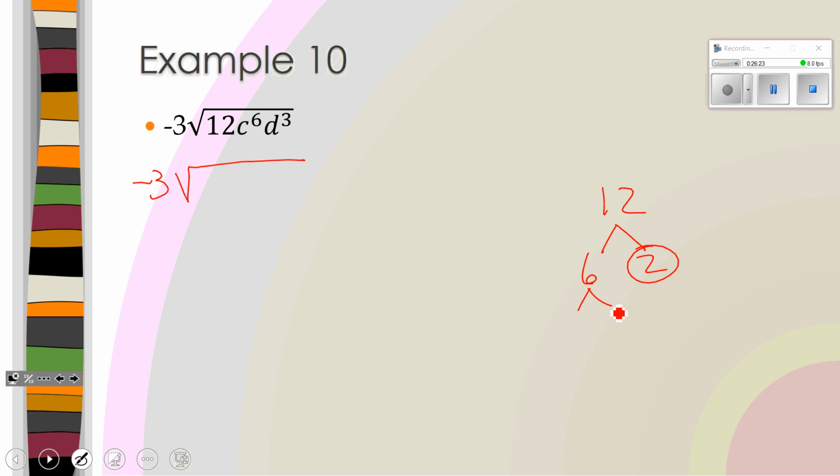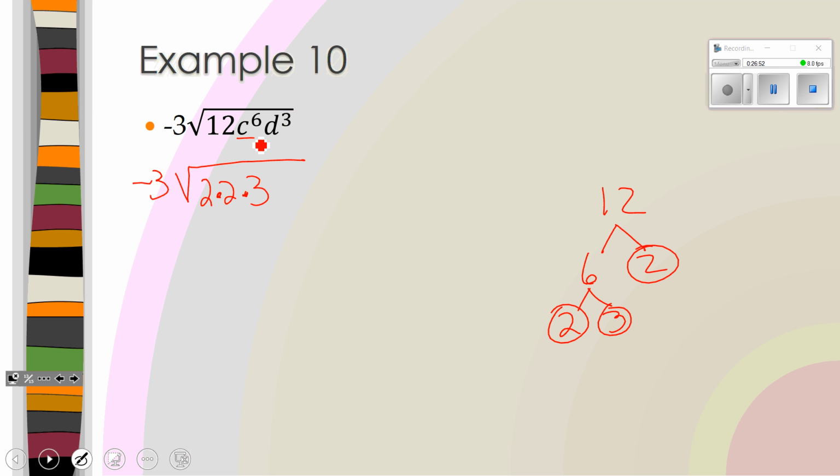Then 6 becomes 2 times 3. What am I circling this time? Groups of 2, because it's a square root. What if it was a cube root? Groups of 3. What if it was a fourth root? Groups of 4. You follow me? All right. So I'm going to have a 2 times a 2 times a 3.